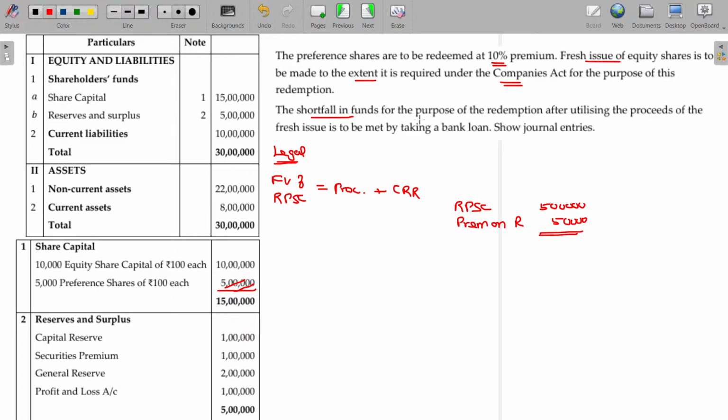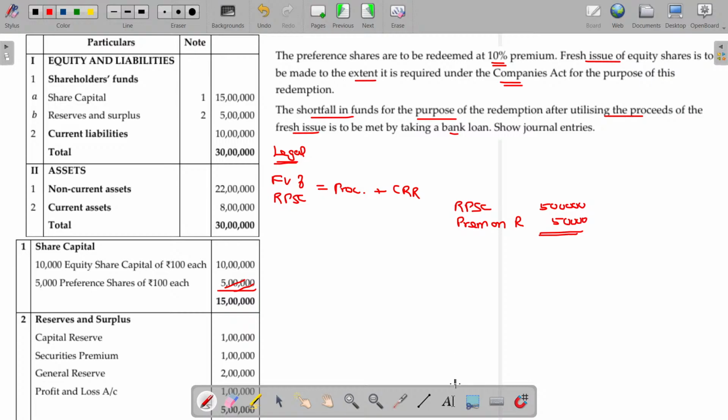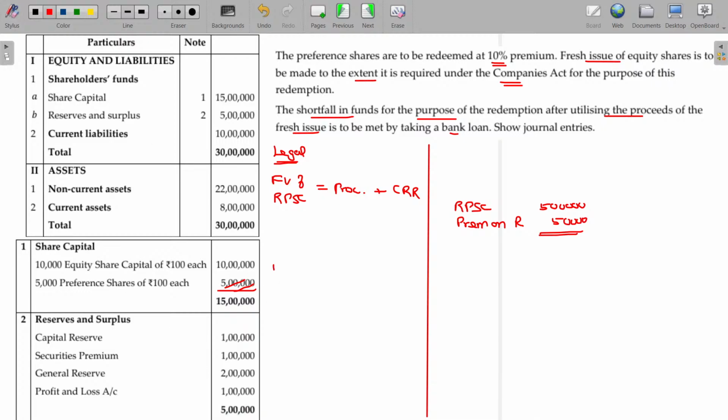Shortfall in funds for the purpose of the redemption, after utilizing the proceeds of the fresh issue, is to be made by bank loan. Here the shortfall is from bank loan. What's the second one? For the fund requirement, for fund arrangement: payment to redeemable preference share capital for the redemption purpose, the redeemable preference shareholders' payment.